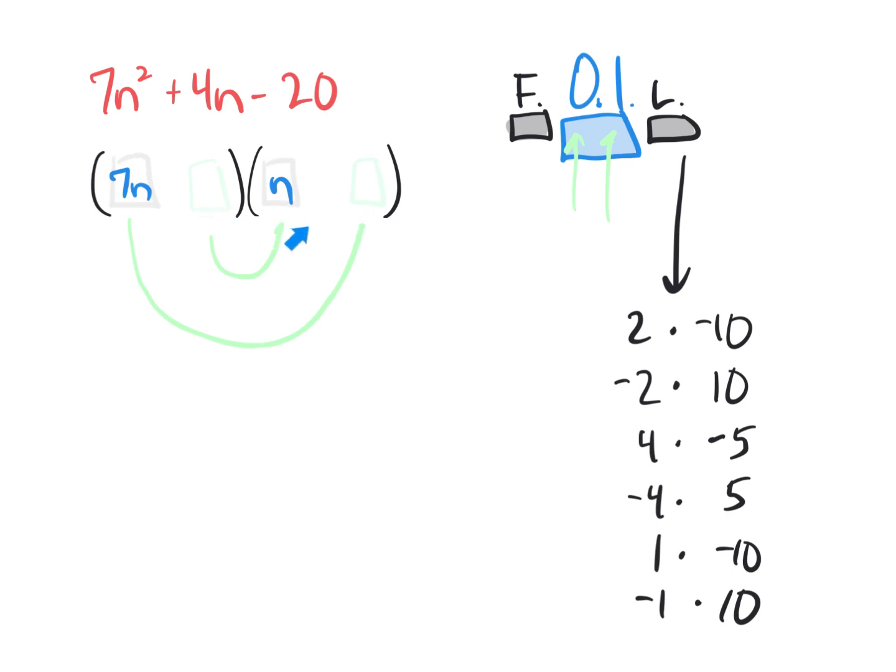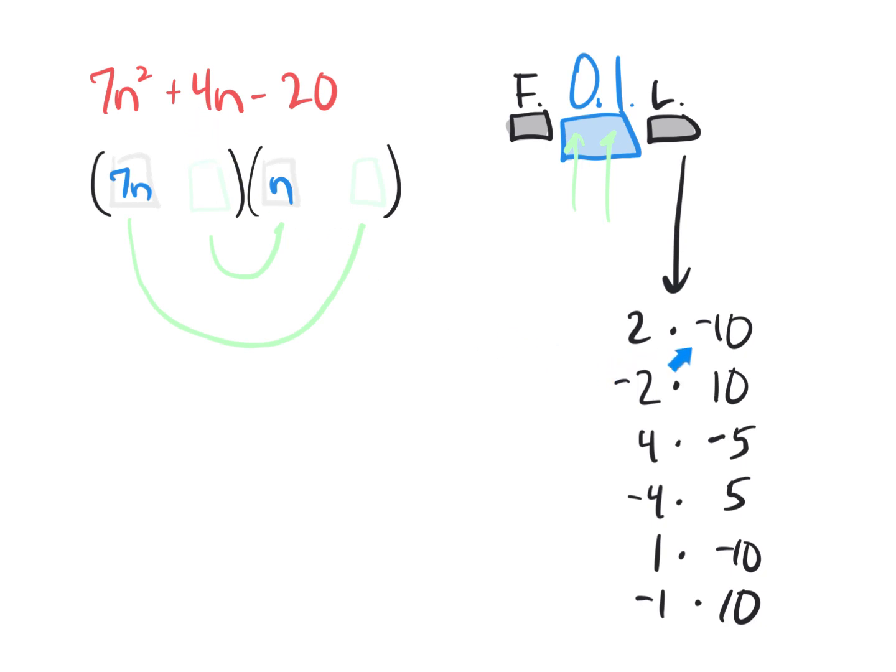Well, for the green boxes, which is the last term in this group and the last term in this group, last times last needs to be negative 20. So last times last, that is the green boxes, have a lot of possibilities. These have a product of negative 20, so do these two factors, and these two, all these do, but only one of them is going to help us to get 4n on the inside. So it's a lot of guessing and checking.